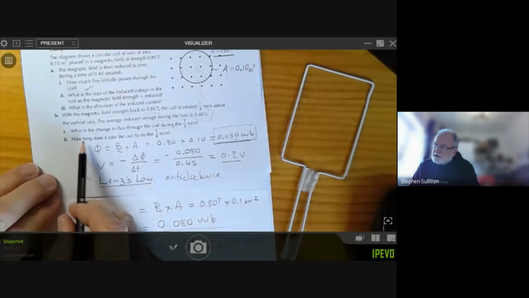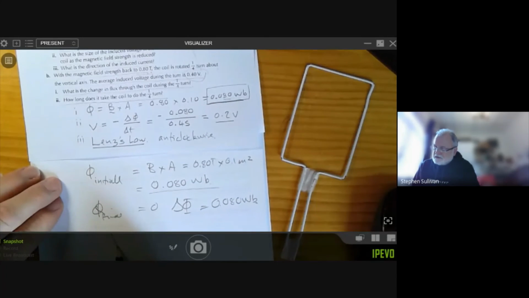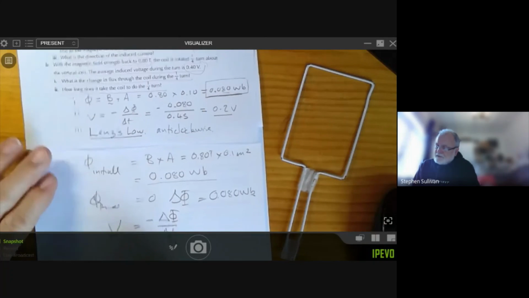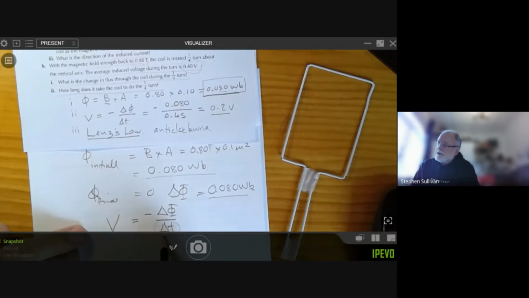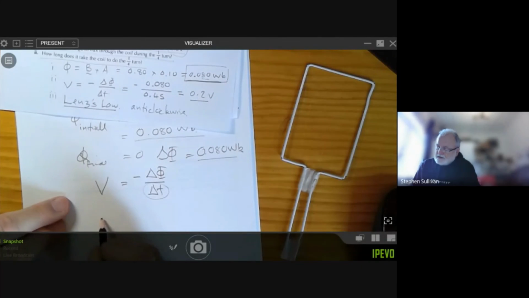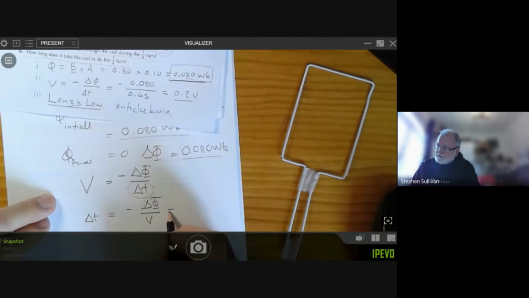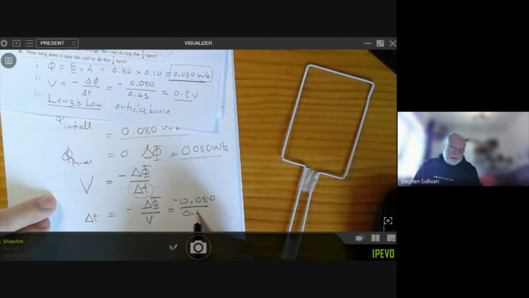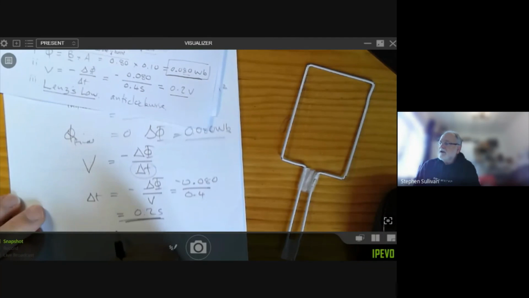How long does it take the coil to do the quarter turn? So this is where we resort to our equation. The voltage is equal to the rate of change of flux divided by time, and we're told that the voltage is 0.4. We've worked out the change of flux, so we can rearrange this equation to find the time. So the time is equal to the change of flux divided by the voltage. The change of flux was 0.080. The voltage is equal to 0.4. So the time is equal to 0.2 seconds. It takes 0.2 seconds for this to turn around.